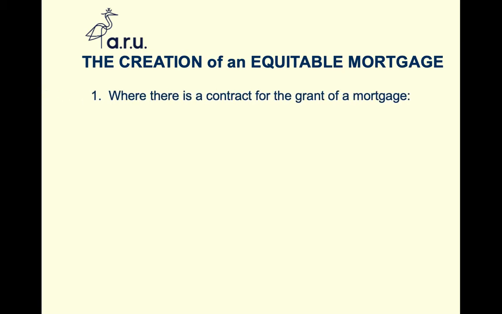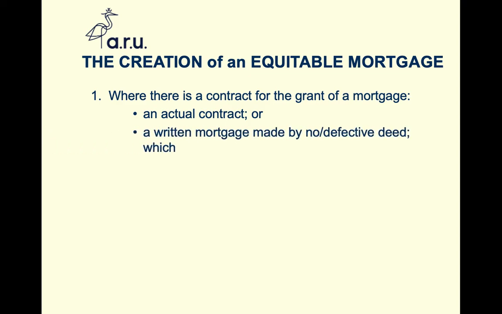Equity, obviously, the evidentiary requirements are different. We've looked at that previously. So in terms of equity, there will be a contract and not a deed. Could be an actual contract or there could be a defective deed. So there's either no deed evidenced or the deed is defective in some way. So we're still going to need a form of writing. We're going to need some evidence that this has been written down.